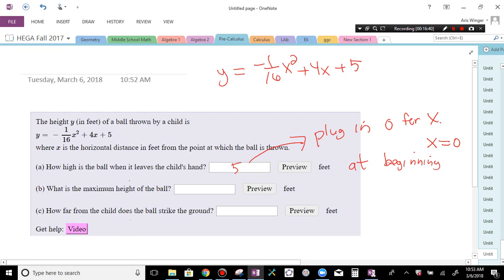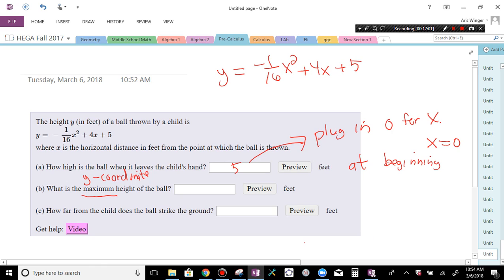What's the maximum height of the ball? We are experts at that. This is just asking, what is the y coordinate of the vertex? The vertex is the highest point, and they want to know how high it is vertically. That's represented by the y coordinate. So find the vertex, and then take the y coordinate.